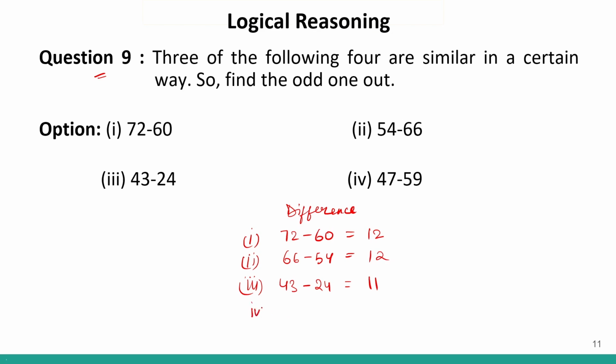And if I look at option number 4, it will be 59 minus 47. And 59 minus 47 will be equal to 12. So I can see in option number 1, 2 and 4, the difference is 12. But in option number 3, the difference is 11. Therefore, option number 3 is the odd one out.